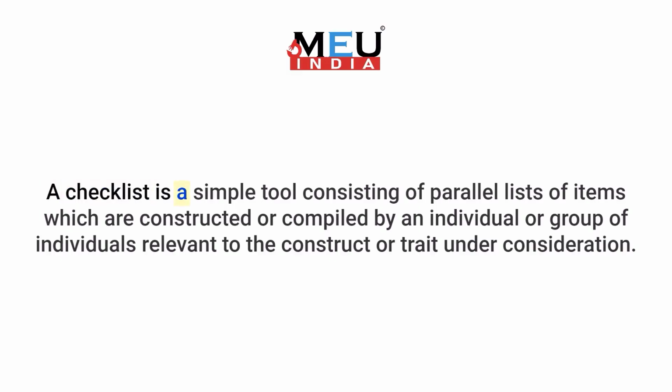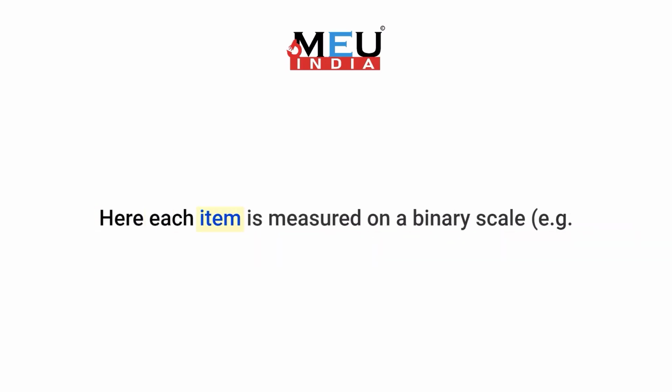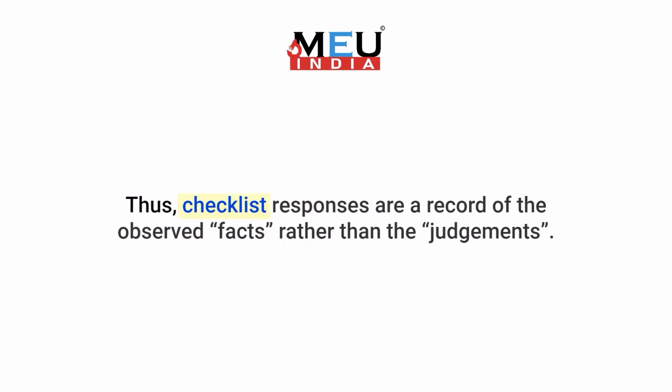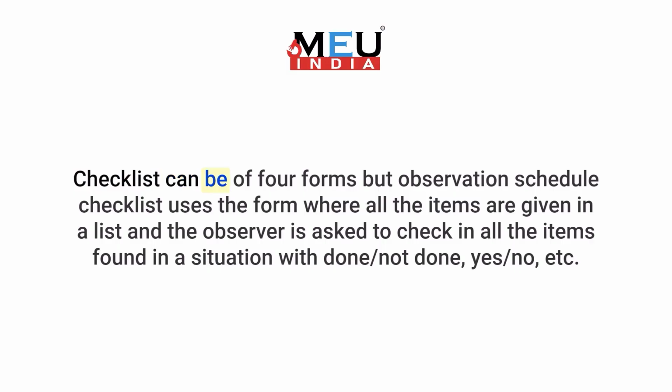A checklist is a simple tool consisting of parallel lists of items which are constructed or compiled by an individual or group of individuals relevant to the construct or trait under consideration. Here each item is measured on a binary scale which draws attention of the observer to the items and enables her to record the data quickly and systematically. Thus, checklist responses are a record of the observed facts rather than the judgments. Checklist can be of four forms, but observation schedule checklist uses the form where all the items are given in a list, and the observer is asked to check in all the items found in a situation with done, not done, yes, no, etc.